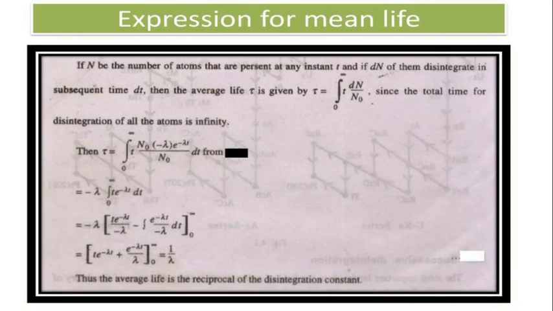Now the last topic is mean life. What is mean lifetime? It is represented by tau. Mean lifetime is defined as the average time the nucleus survives before it decays. So how can we calculate this mean life? It is an average life, isn't it?